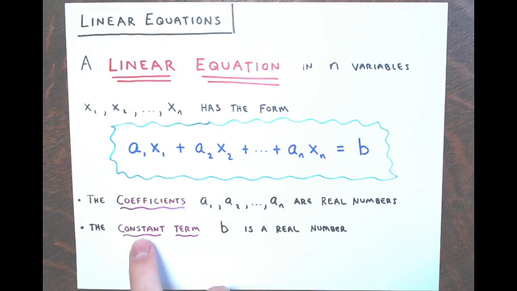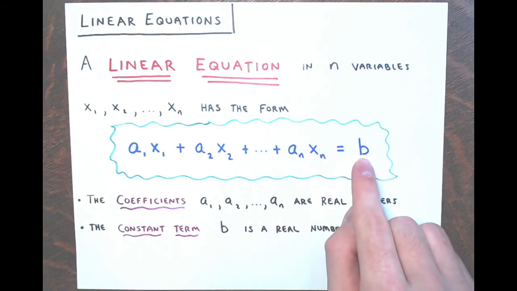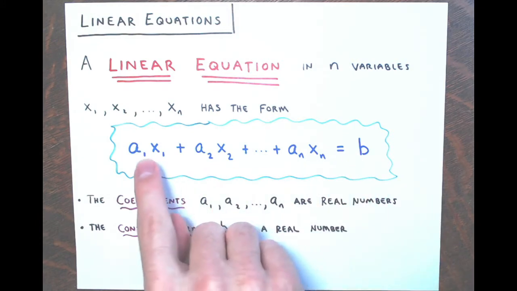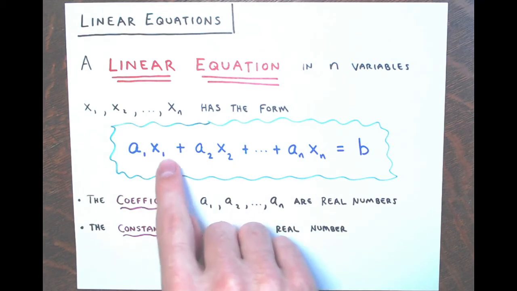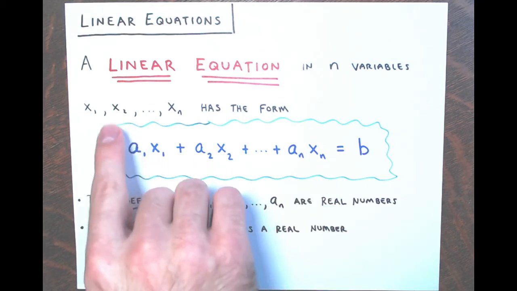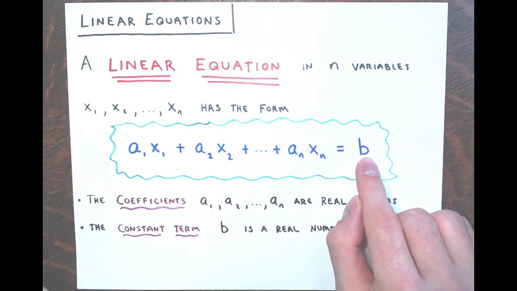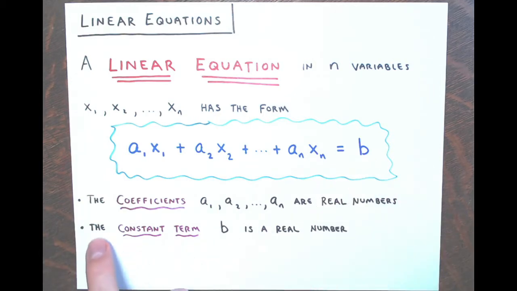The constant term b, right, is the term without a variable attached to it. Every single term on the left side here has a variable, one of these n variables attached to it. The term that doesn't have a variable attached to it will not vary, will stay the same value all the time, thus the name constant term. The constant term b is also going to be represented by some real number.